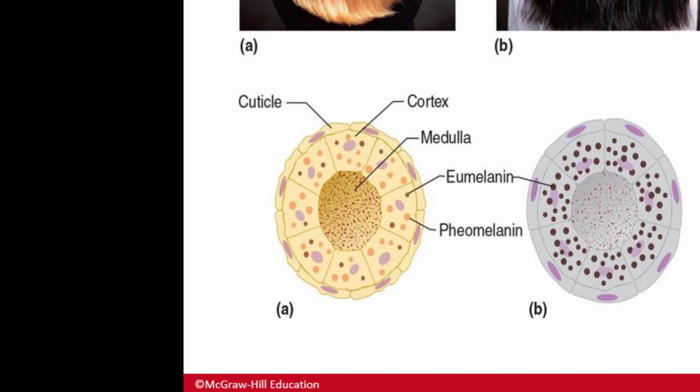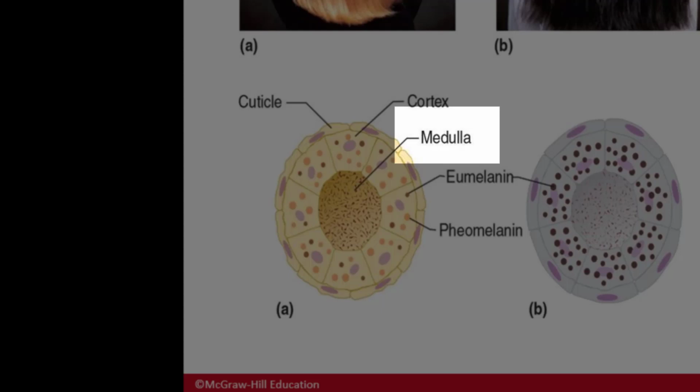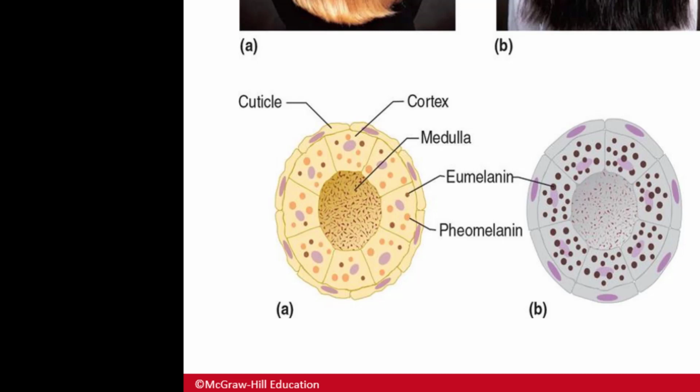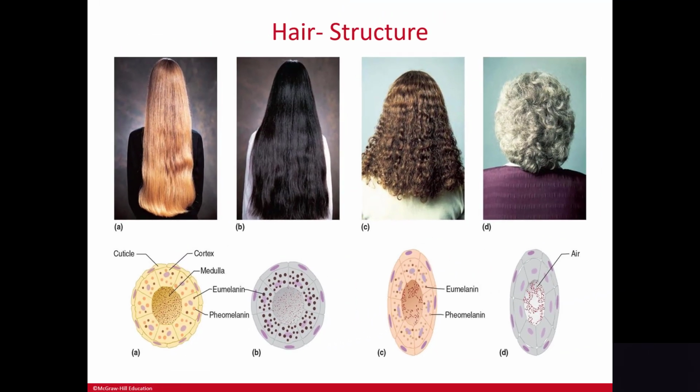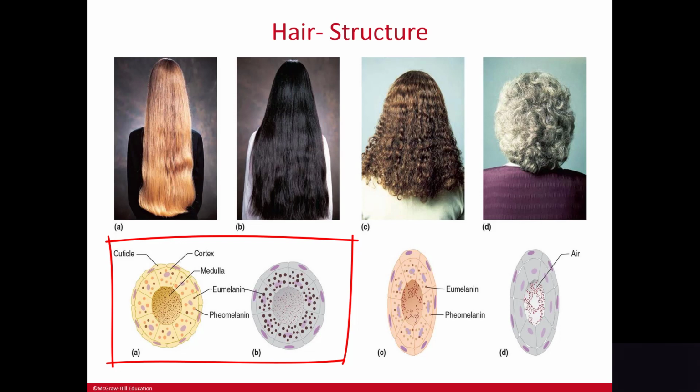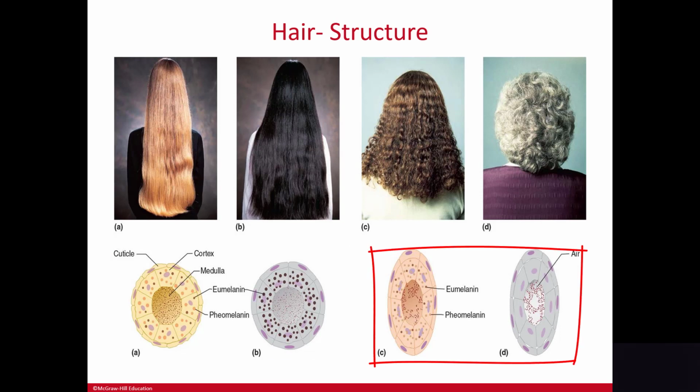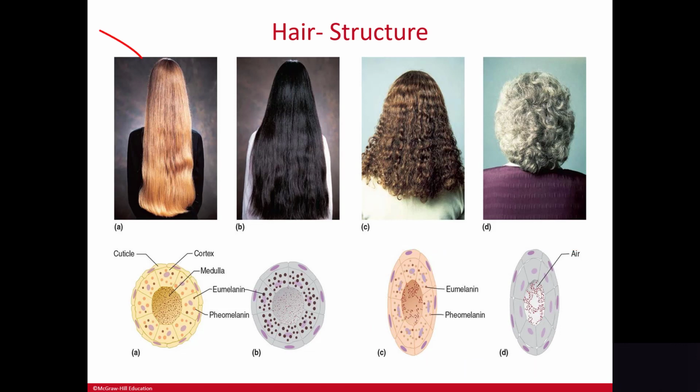And then there's an inner layer within that, which is called the medulla, and that's composed of loosely arranged cells, and it contains a more flexible type of keratin that gives hair some flexibility. The texture of your hair depends on the shape of the hair shaft. You can see on the left, those hair shafts are circular, and on the right, those hair shafts are more oval. So a hair shaft that is round will result in straight hair, and hair shafts that are oval will result in wavy hair.